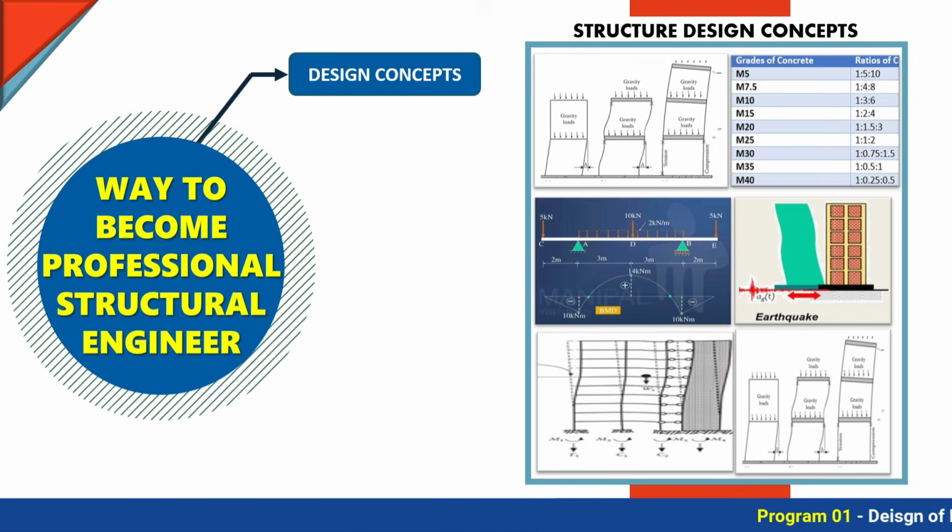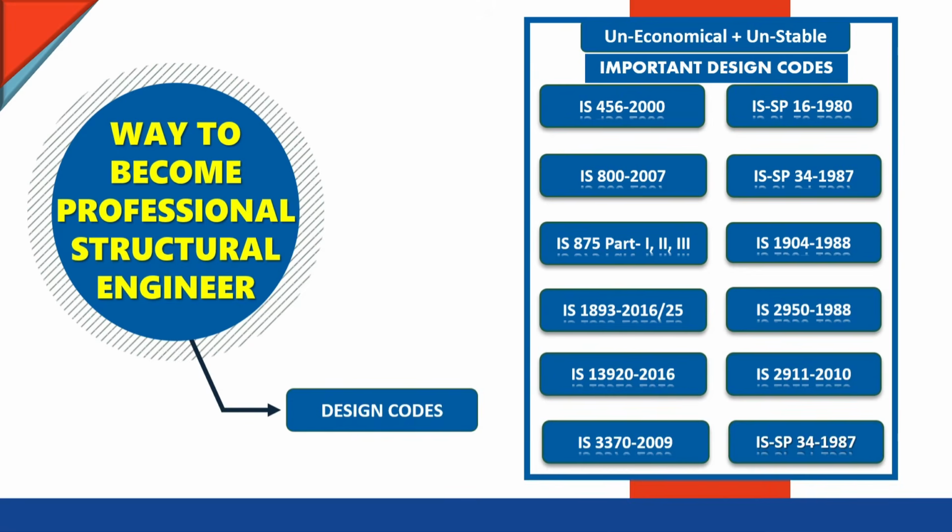Okay. And thereafter the next requirement to become a professional structural engineer is to have the knowledge of the design codes or design code requirements, its limitations. If you would like to design your structure as economical, as stable, then you have to follow the design code. If you want to make your structure serviceable as well, without following your design code, you cannot build your structure economical, stable, or serviceable.